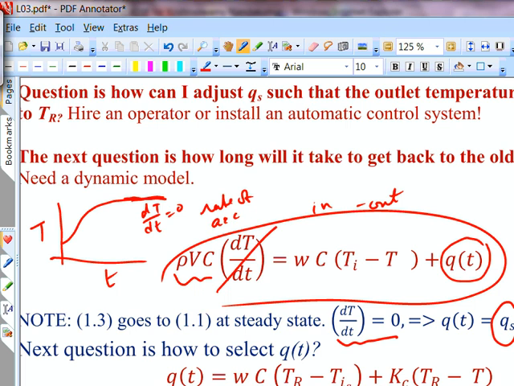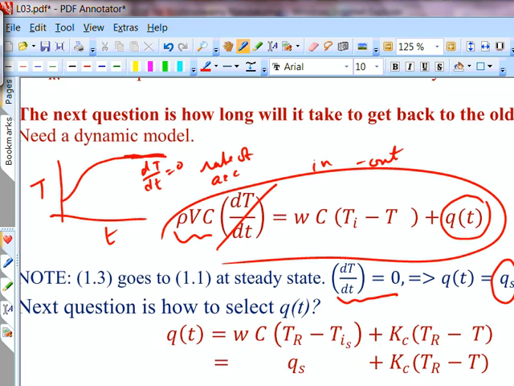Okay, now we're going to ask the question: how do I develop a control strategy? A strategy that allows me to take an action as long as the measured temperature is not the same as the temperature that I need, the set point. So this is the control scheme, the control system design.